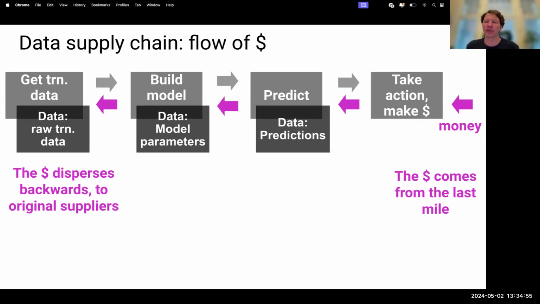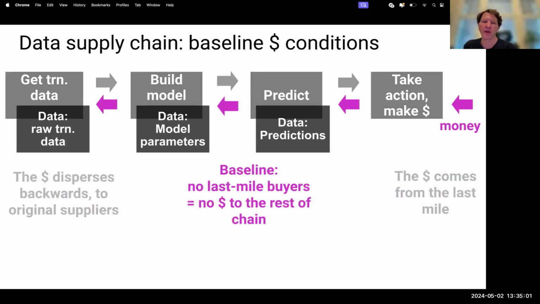So the key point is the dollar is coming from this last mile, taking action from the predictions. Okay, and then another baseline: if you don't have last mile buyers for your predictions, then there's no money to the rest of the chain. Simple as that, right? You could be an AI startup making the fanciest LLM in the world, and if you have no one paying for the predictions of your LLM, if you haven't thought that through, then you're going to have trouble, right? Maybe you get yourself acqui-hired by Facebook or something.